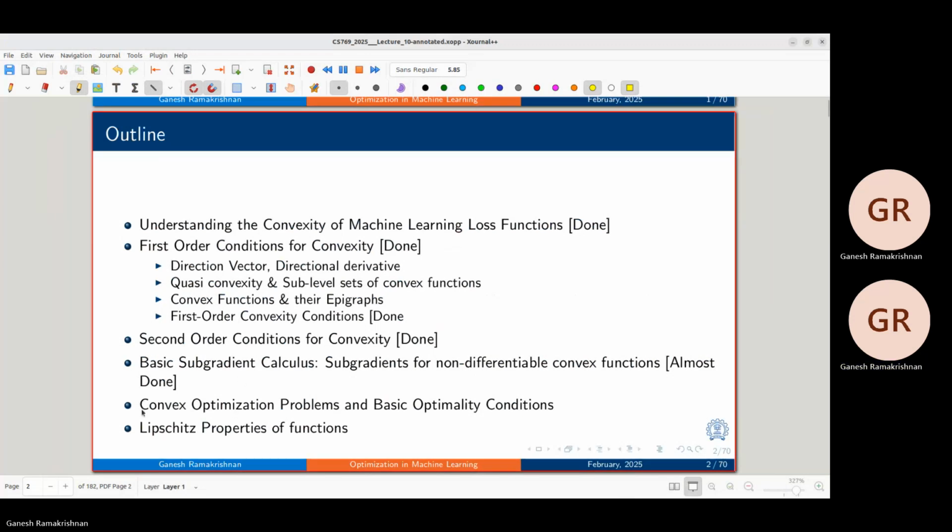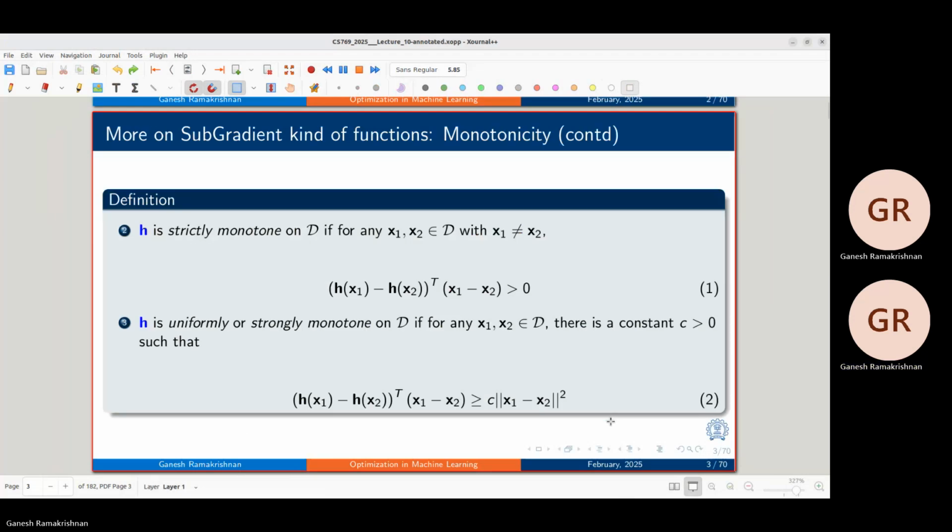So, yeah, this is where we are. We're almost done with all these subgradient conditions. Just a very brief recap and then move on to convex optimization problems. And as I said, optimality conditions and then Lipschitz properties of functions. This is what we will do today.